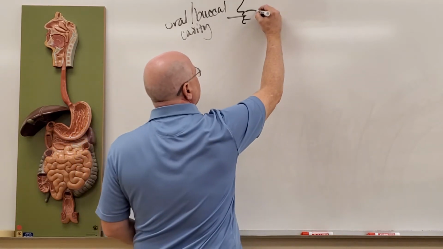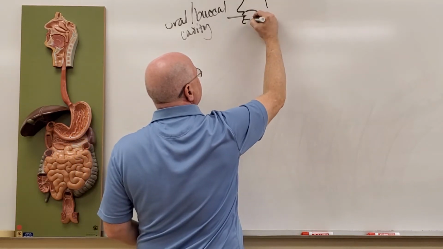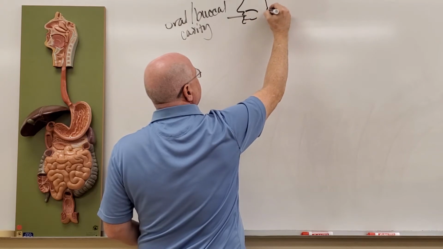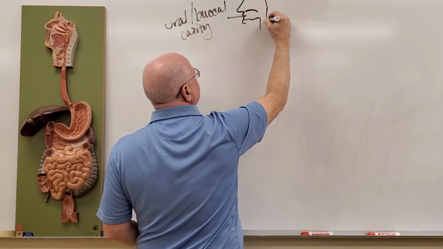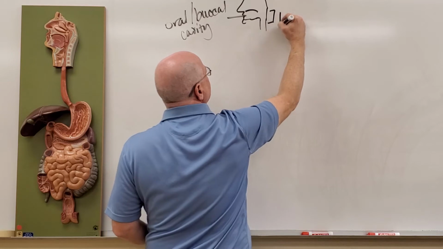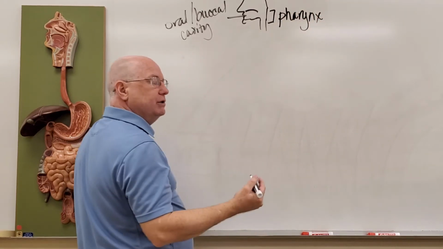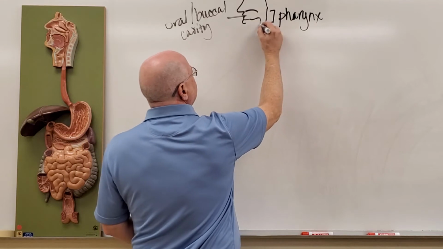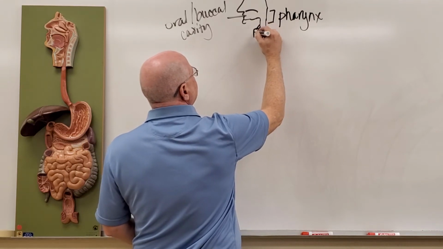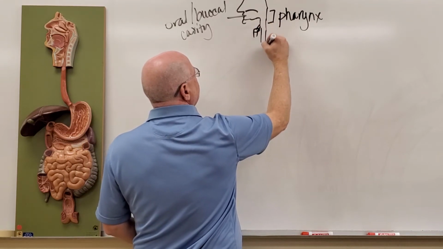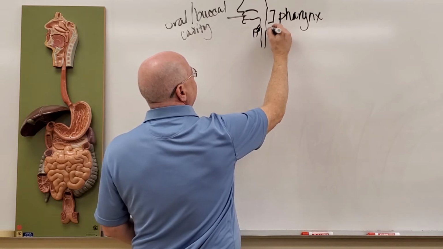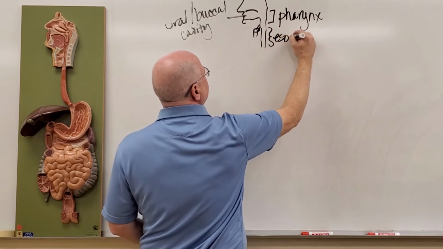But the oral or buccal cavity, which is connected with the nasal cavity to a tube, and a short section of this tube is called the pharynx. We've covered the pharynx with the respiratory system, but we're going to include it here. And of course, the pharynx would break off and go to our lungs, and this would be the trachea in the front, but the rest of this tube is called the esophagus.